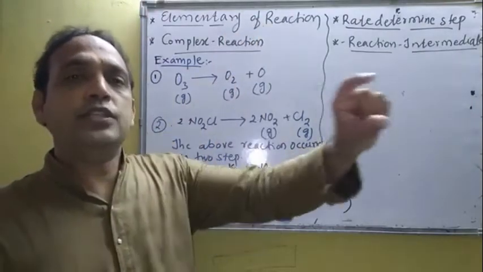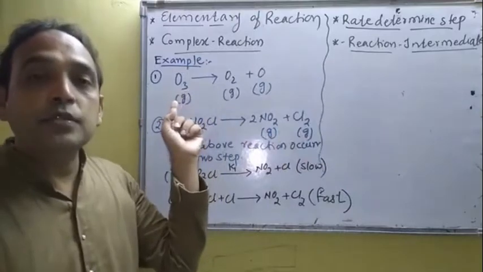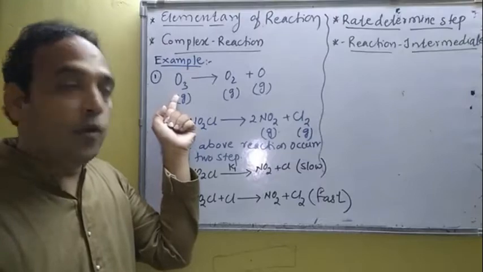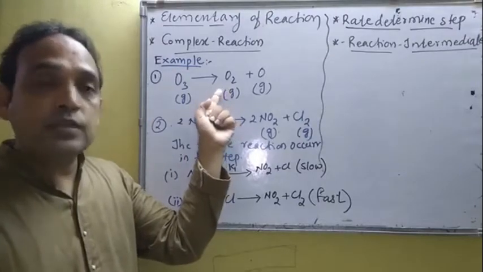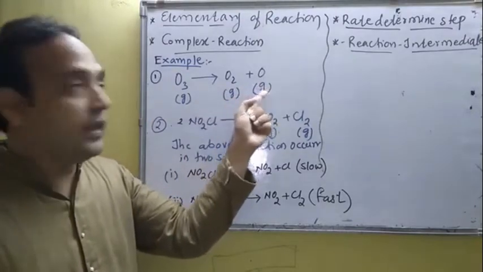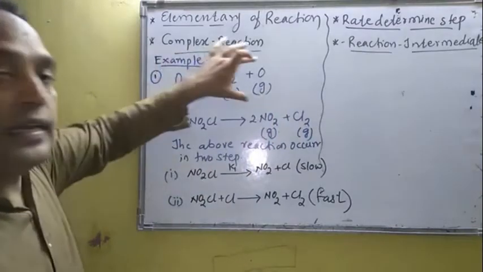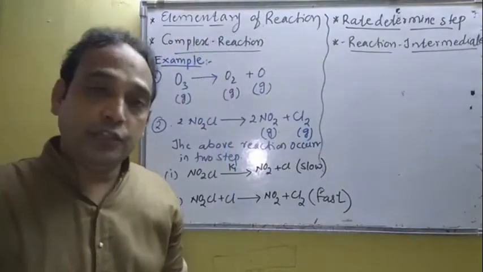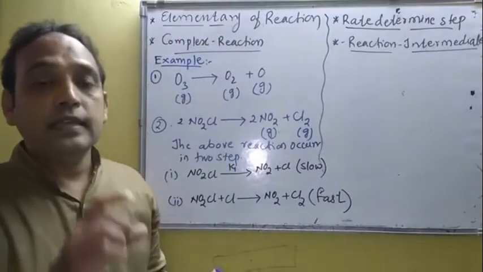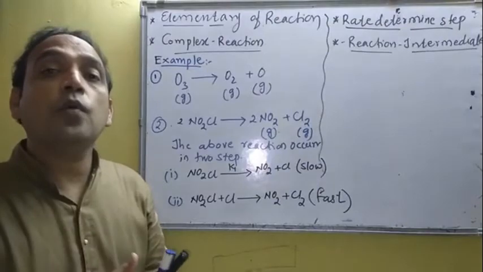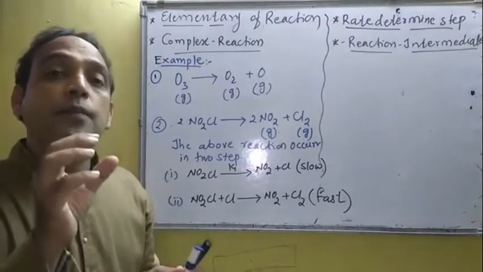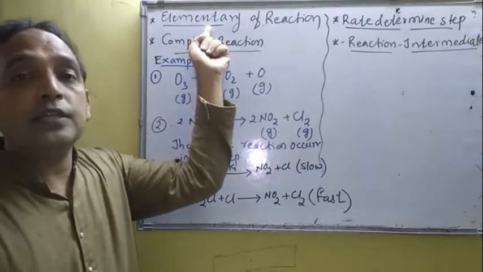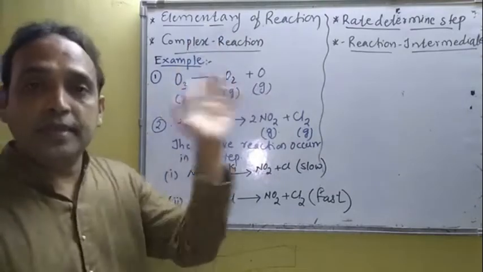जो reaction एक ही step में होते हैं. Like here, decomposition of ozone. Ozone is O3. When ozone decomposes, it converts into dioxygen and monooxygen. This reaction takes place in a single step, so these reactions are called elementary reactions. The reaction occurs in a single step and cannot be broken down into simpler reactions, and this is the best example.